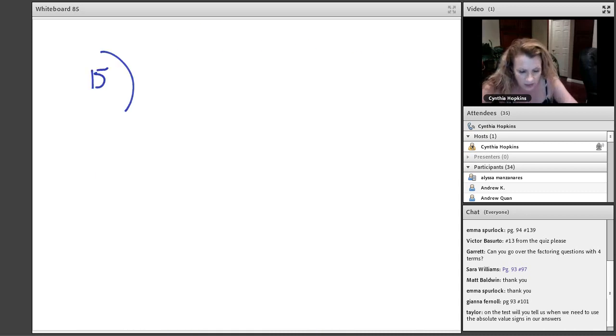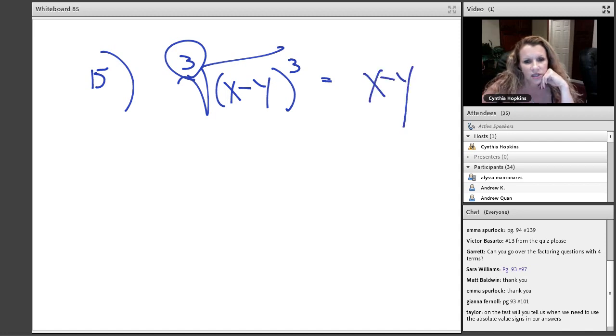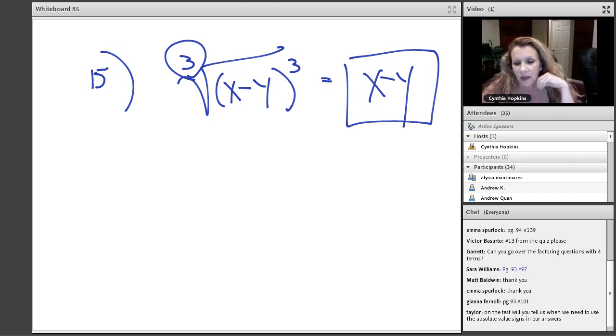This one seems so easy, but if you don't know your property and you go put the absolute values, you're going to end up getting it wrong. Okay, so it says cube root of x minus y, the quantity cubed. So bottom line, even though they said use absolute values when necessary, that radical index is odd. That means there are no absolute values. So it is the cube root of x minus y, the quantity cubed, which is x minus y, with no absolute values. And that's it. Okay, so Matt, I hope that was helpful.